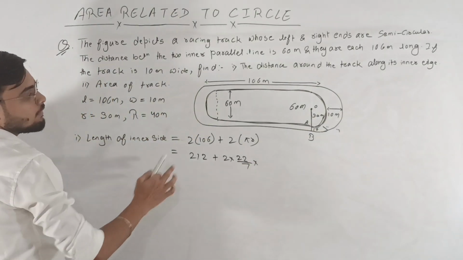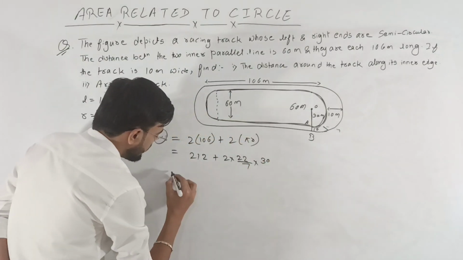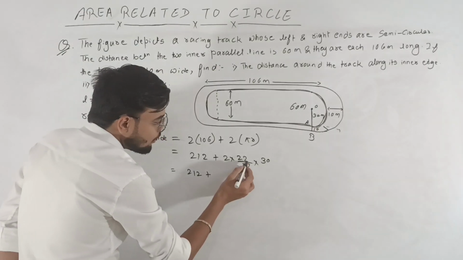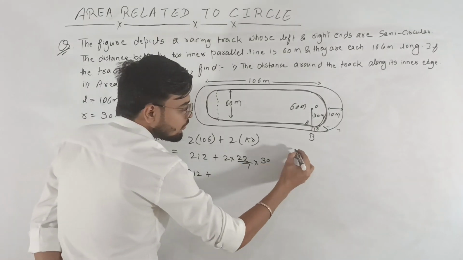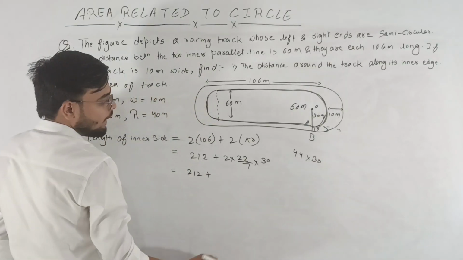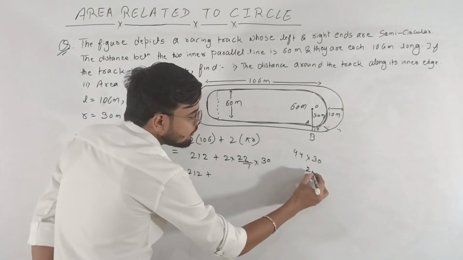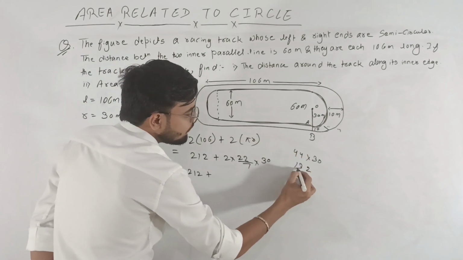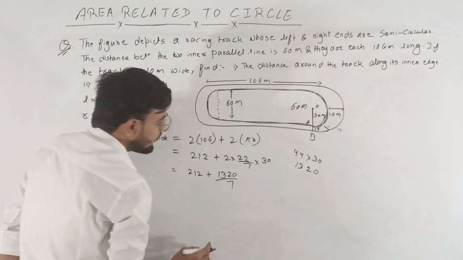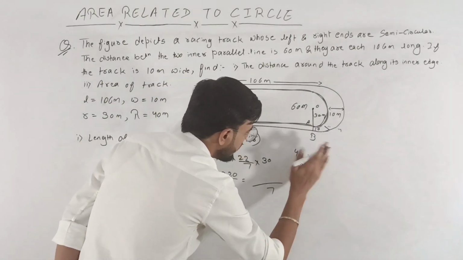r is given for the smaller one. This is 30 meter. So I write 30. Now calculate this one. This is 212 plus 22 into 2 is 44, into 30. So 4 3s are 12, 4 1s are 4 and 1 is 5, so 1320. So this is 1320 upon 7. Now we take the LCM as 7.